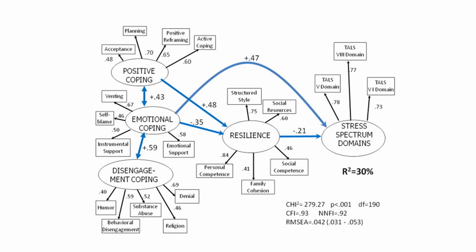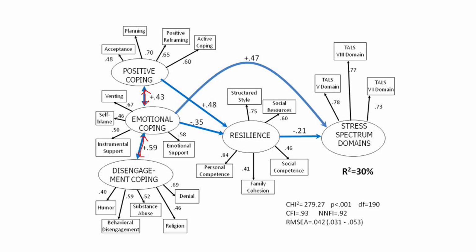Another thing I'll point out is a double-headed arrow between emotional coping and disengagement coping just means they're correlated. And same thing between positive coping and emotional coping. One doesn't predict the other, rather they're just correlated. So they don't have any hypothesis about one going in one direction or another.